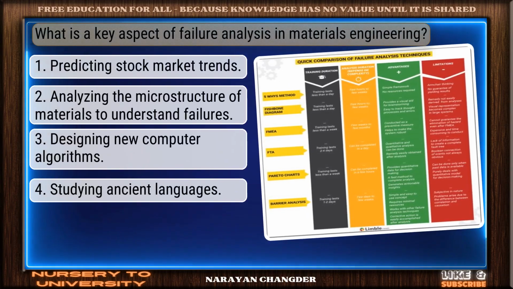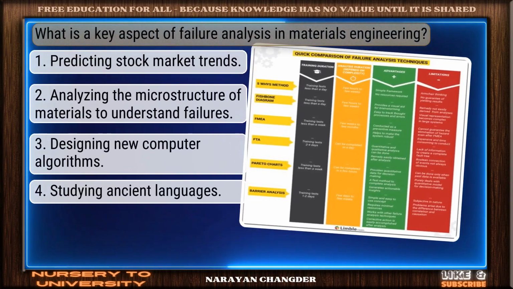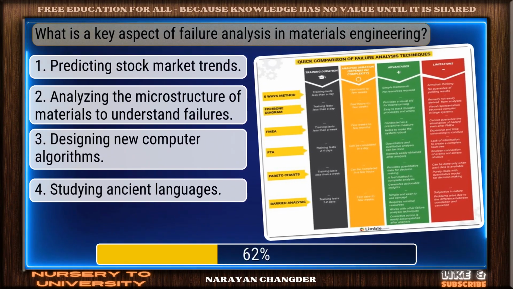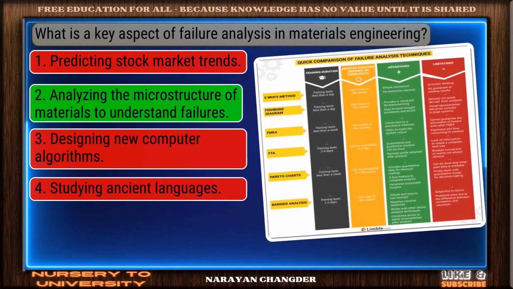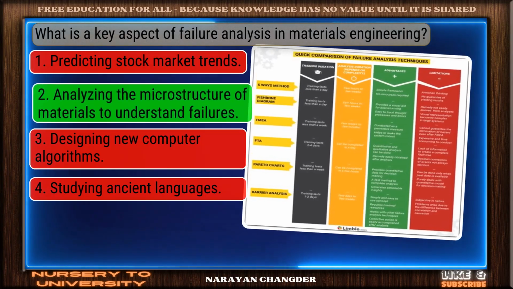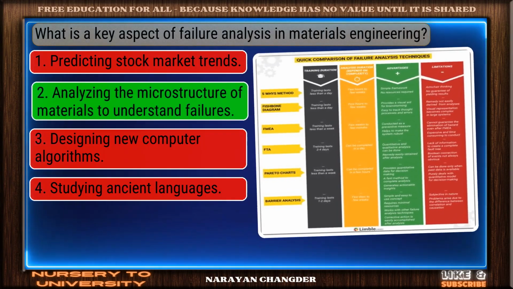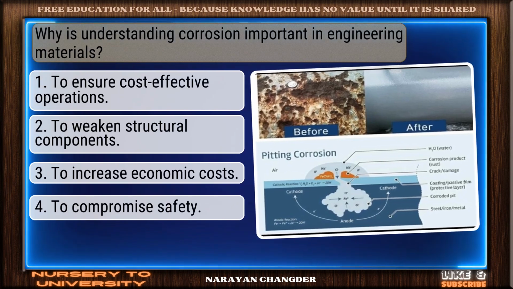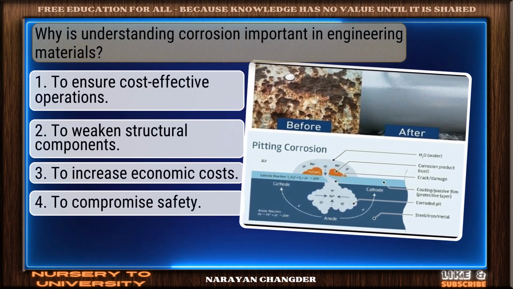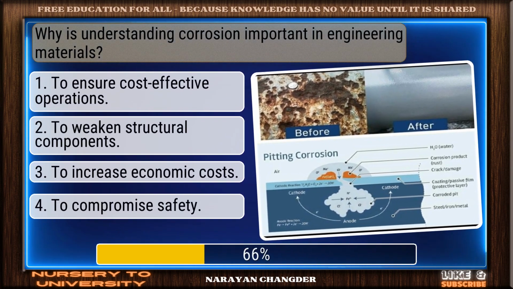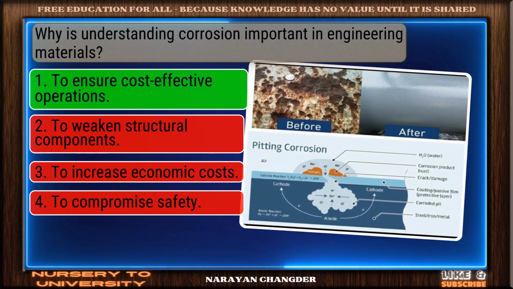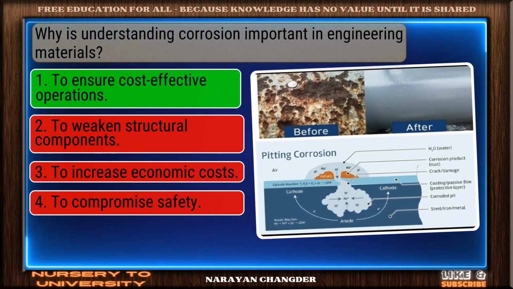What is a key aspect of failure analysis in materials engineering? Good thinking. Analyzing the microstructure of materials to understand failures is the right answer. Why is understanding corrosion important in engineering materials? Right again. To ensure cost-effective operations is a valid answer.